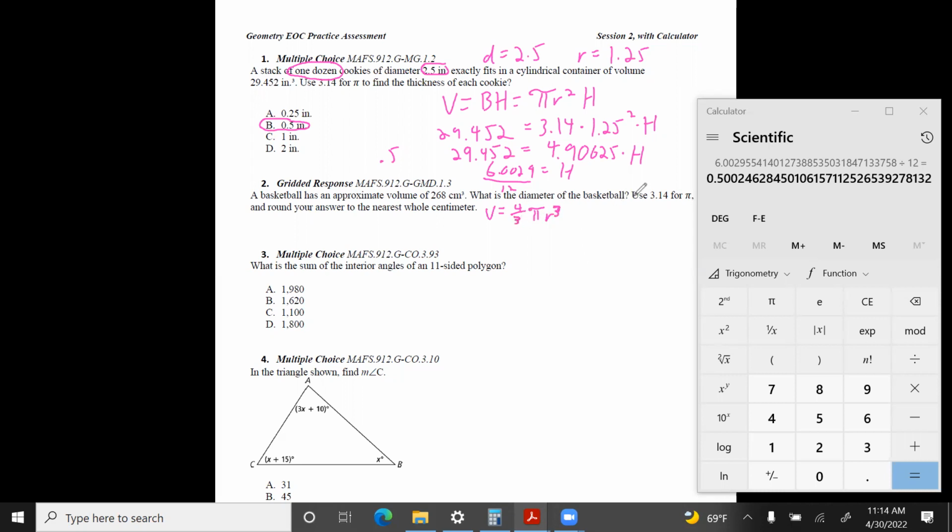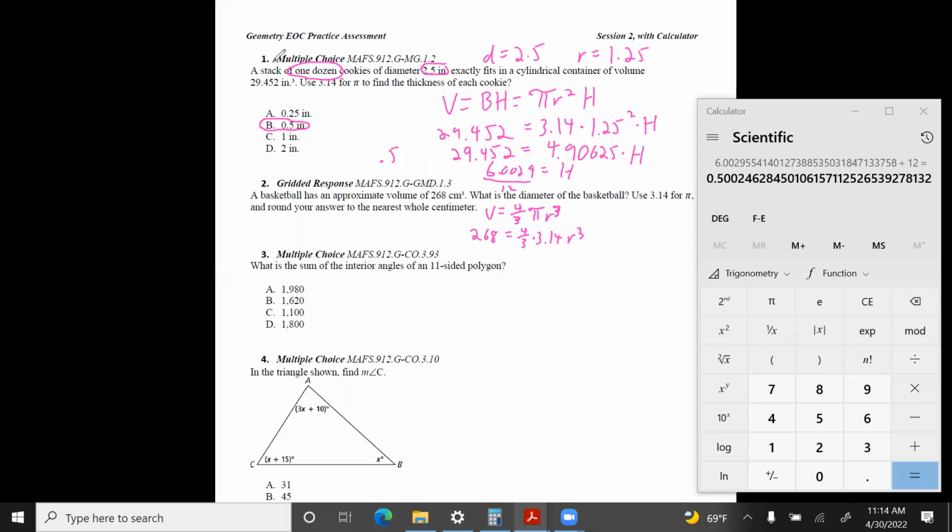All right. So we know the volume. They want us to find the diameter. So we need to find our radius first, and then once we find the radius, we'll find the diameter. They want us to use 3.14 for pi. So let's plug everything in. We have 268 equals 4/3 times 3.14 times r cubed. So first, multiply that part together.